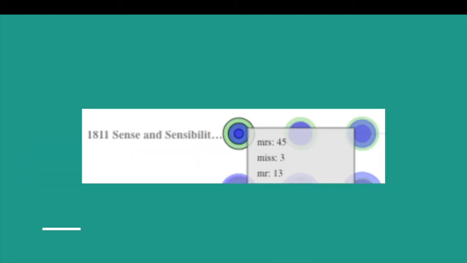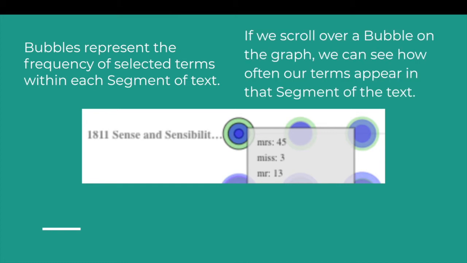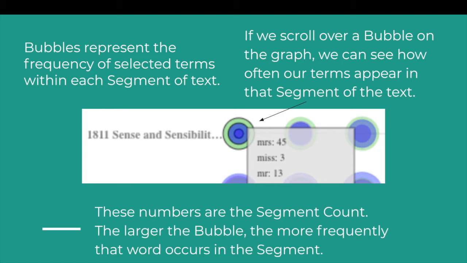But what do bubbles have to do with all this? Well, these bubbles represent the frequency of selected terms within each segment of text. If we scroll over any bubble on the graph, we can see how often our selected terms appear in that particular segment of text. These numbers are the segment count. The larger the bubble, the more frequently the word occurs in the segment.